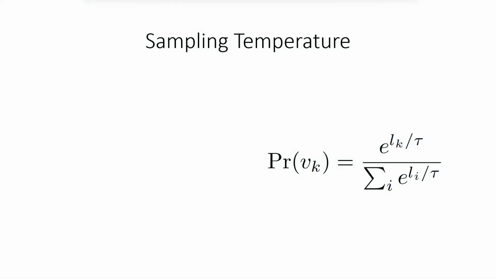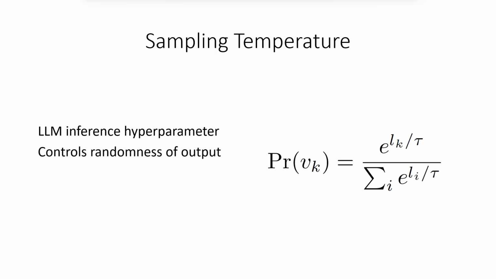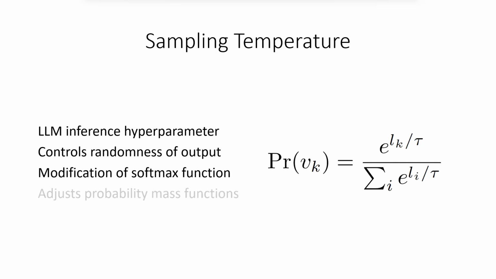Sampling temperature is an inference hyperparameter for large language models, also known as LLMs. It controls the randomness of the LLM's output. It's essentially a modification of the softmax function shown on screen, where tau is a constant temperature. Changing the temperature adjusts the resulting probability mass function for each potential next token in the LLM's output.